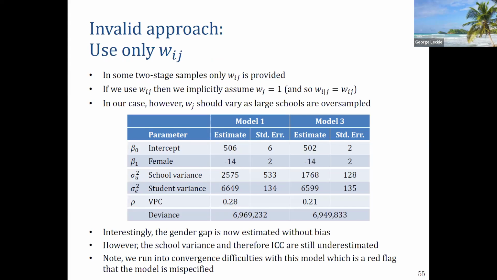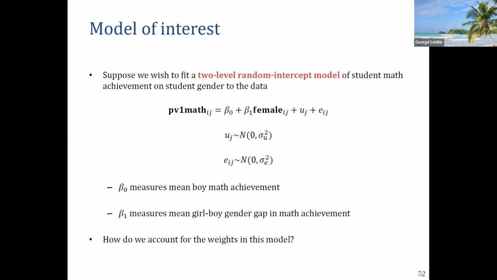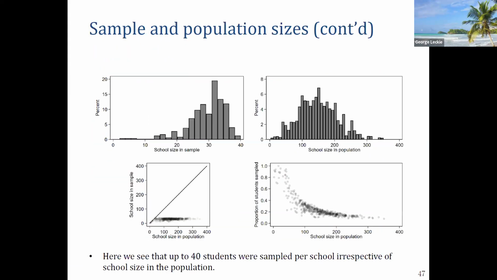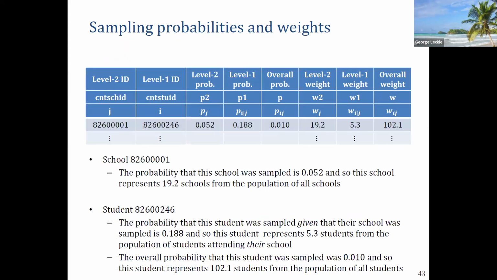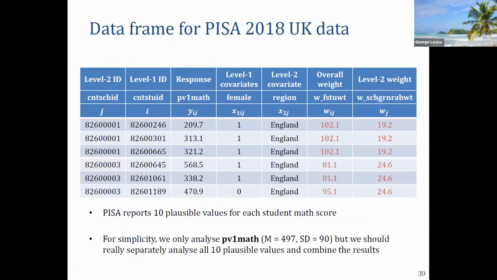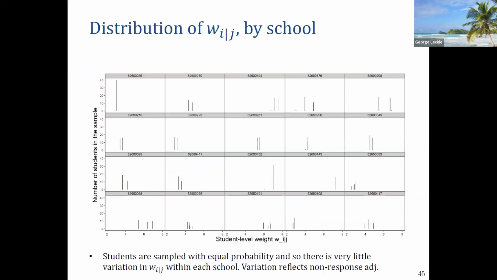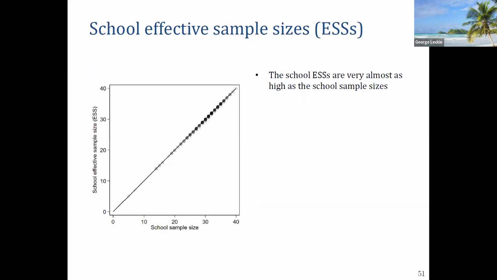Here's an invalid approach, which is what was asked at the back. What if you only have the overall weight? In many samples which use 2-stage sampling, they nevertheless only give you the overall weight because they haven't realized you might want to do a 2-level analysis. So if you only have that column, implicitly you're going to have to assume equal weights at level 2. Okay, so in that sense, it's kind of an invalid approach, especially because we know that's not the case in these data. So let's just see what that does.